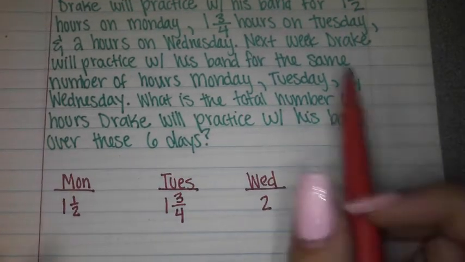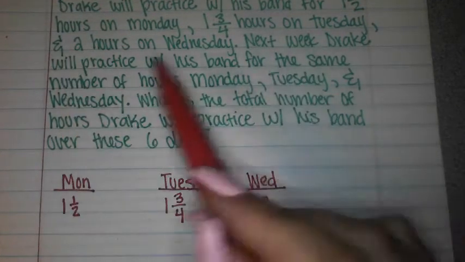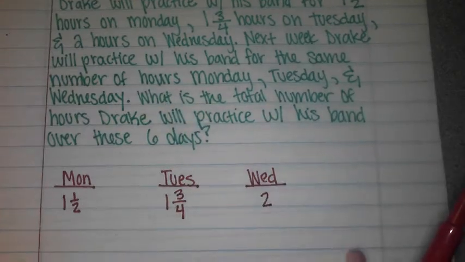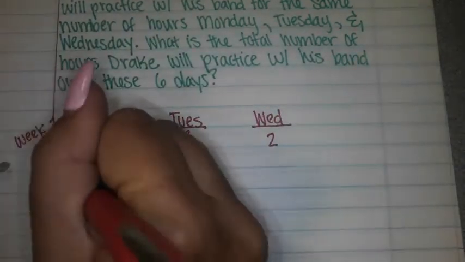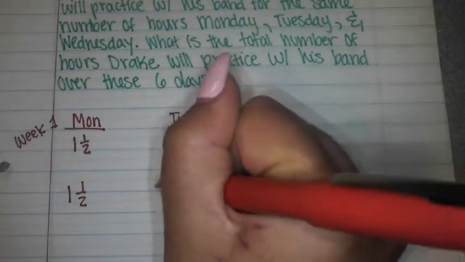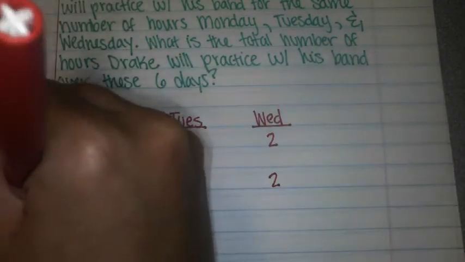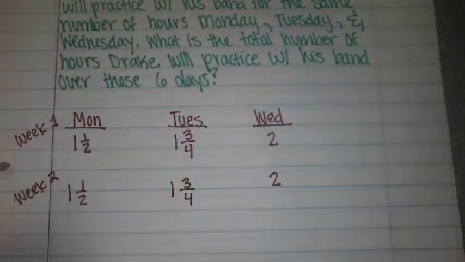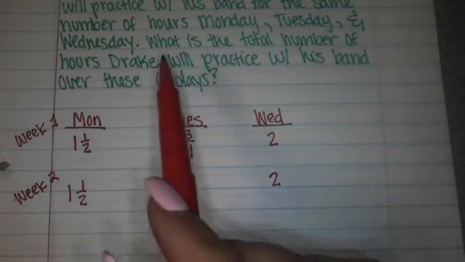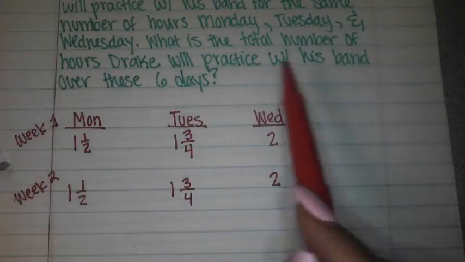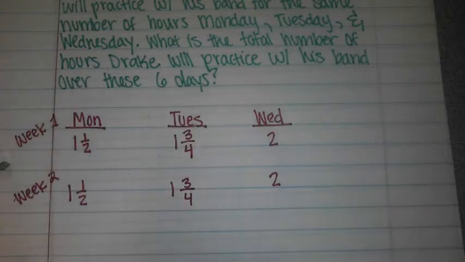But it also says next week Drake will practice with his band for the same number of hours Monday, Tuesday, and Wednesday. So this is week 1. And then the next week he's going to do 1.5 again, 1 3/4, and 2. I want to know how many hours. It says, what is the total number of hours Drake will practice with his band over these 6 days?